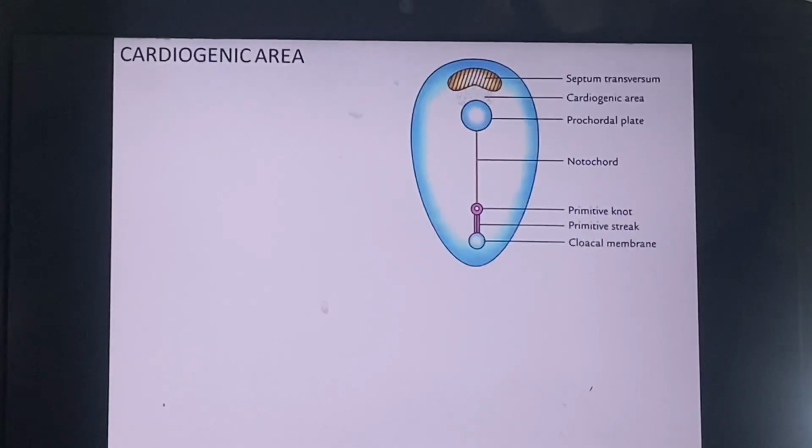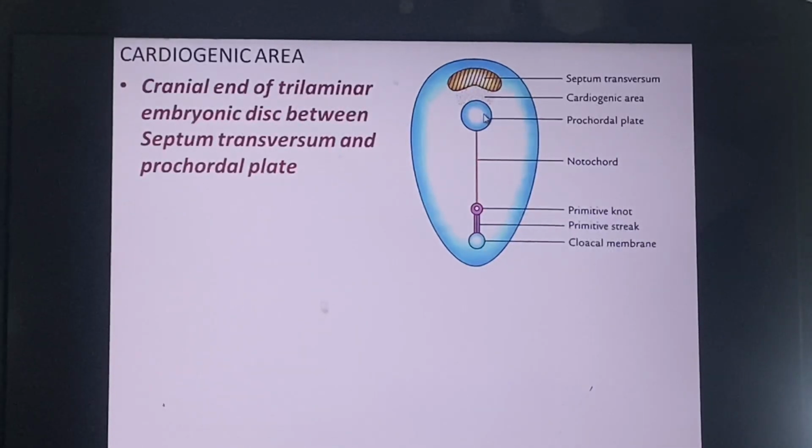Now, what is this cardiogenic area? As I have shown you in the previous slides, you can appreciate here. This is the septum transversum. This is the cardiogenic area. This is the procaudal plate. This is the cranial end of the trilaminar embryonic disc, between the septum transversum and the procaudal plate. That area is known as the cardiogenic area.